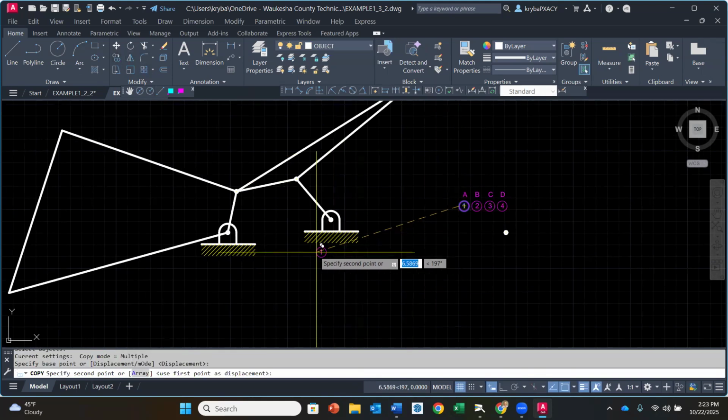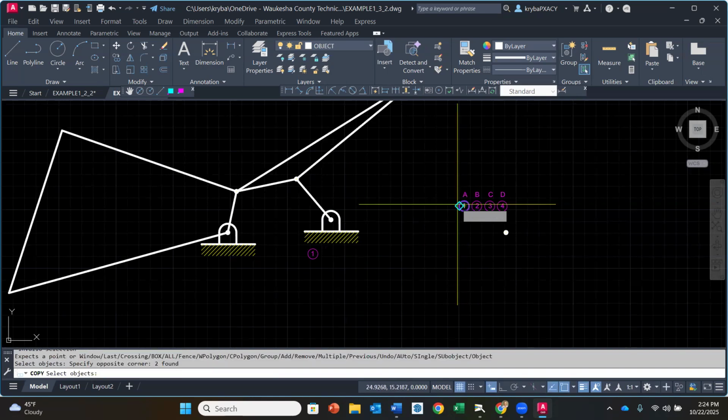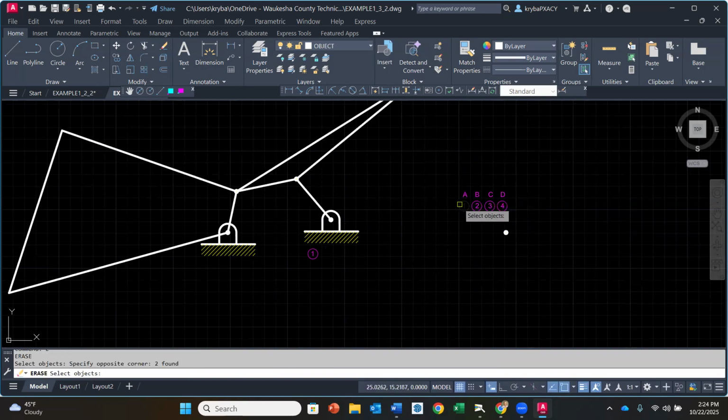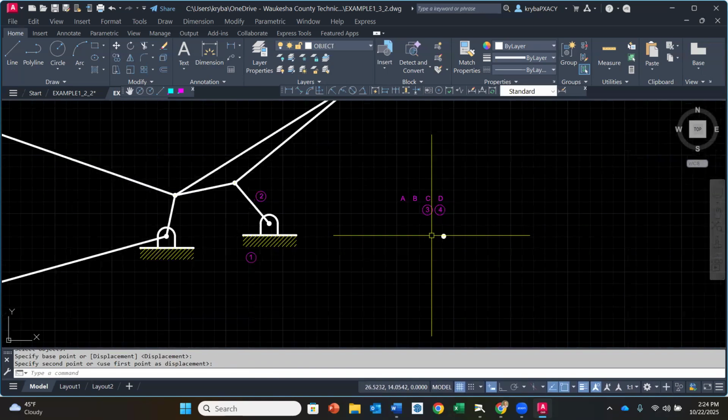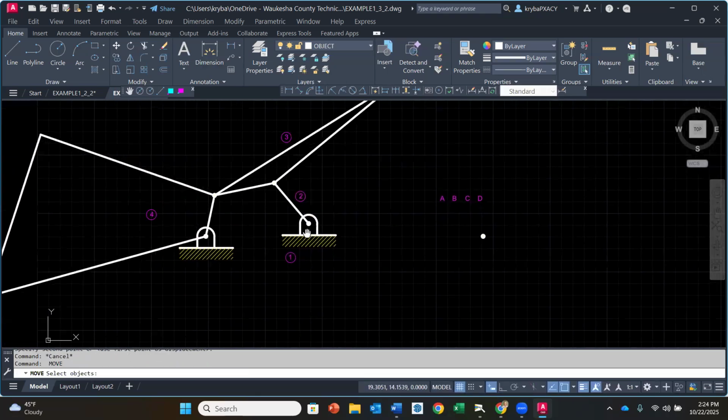Number one, you can put it by either one of the frames because there's two connections to the frame, but only label one. Okay. And then I'm going to move my number two to here. I'm going to move number three here, and then move number four, just put it in the middle there.